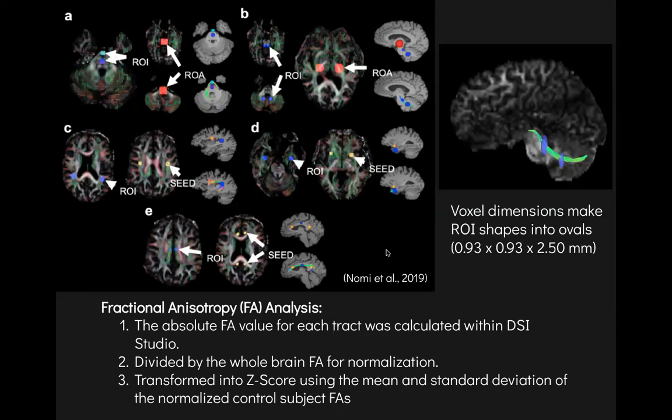So after we track these fibers, we then do our FA analysis, which is how Jason produced the figures seen in the first few slides, where we normalize our FA by dividing the absolute FA values by the whole brain FA values, and then we transform them into z-scores using the mean and standard deviation of the control groups. So then we can analyze the significance.